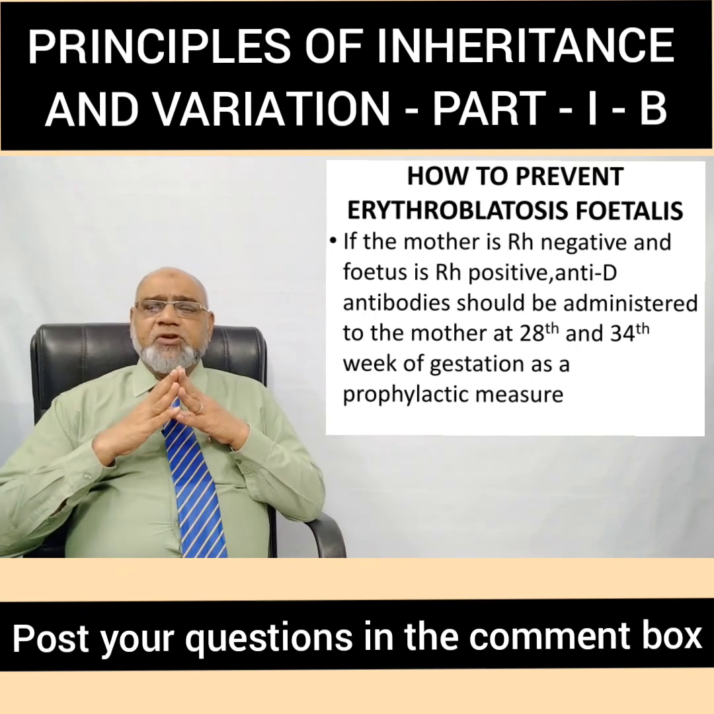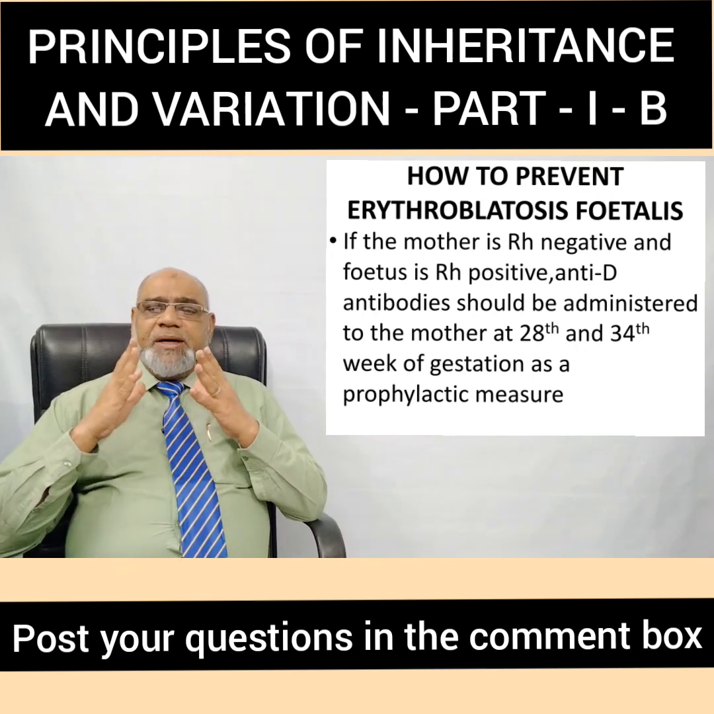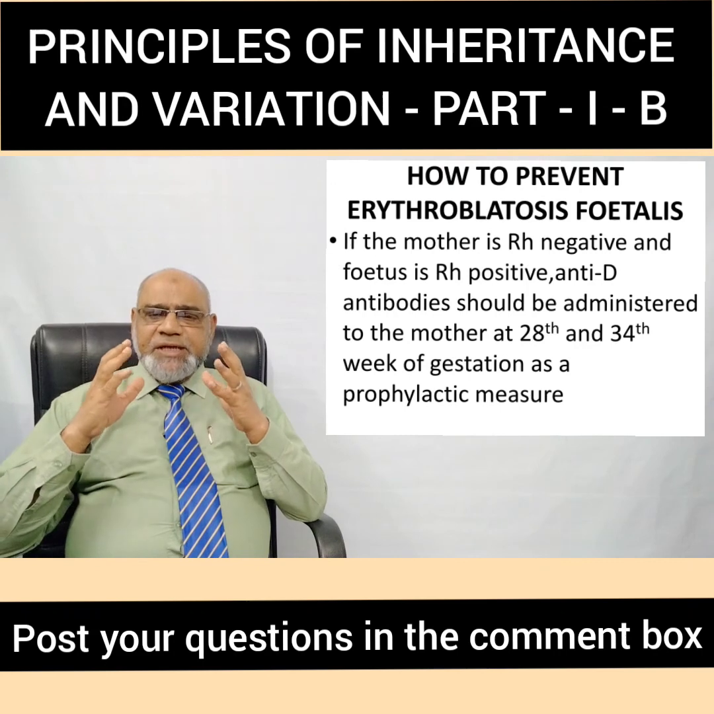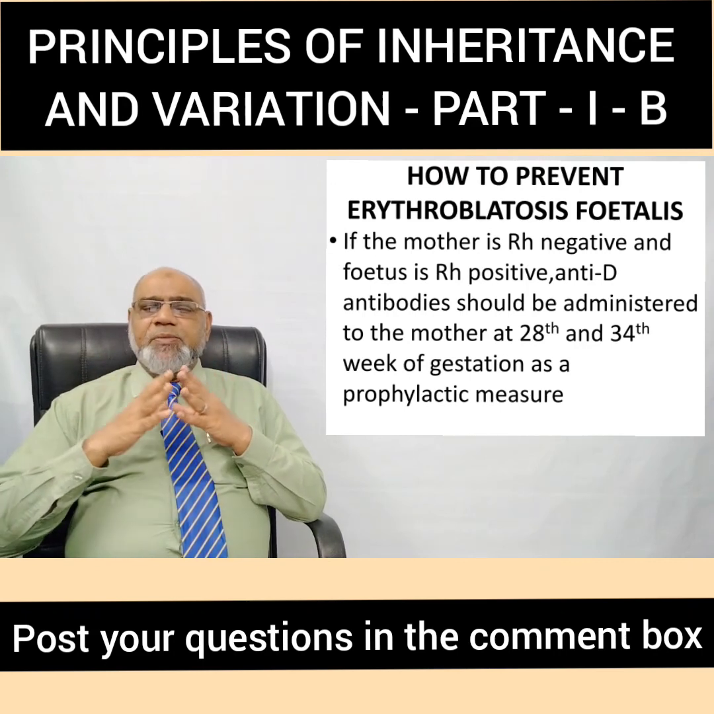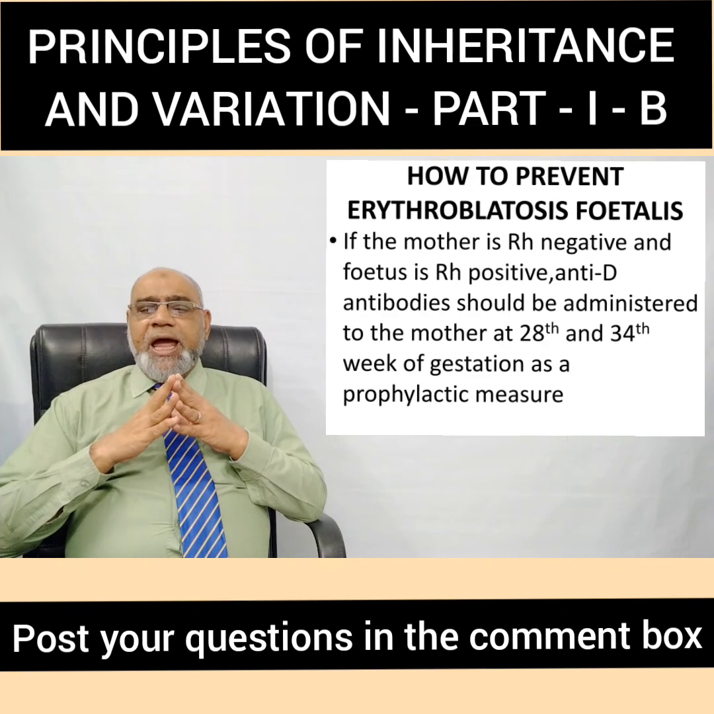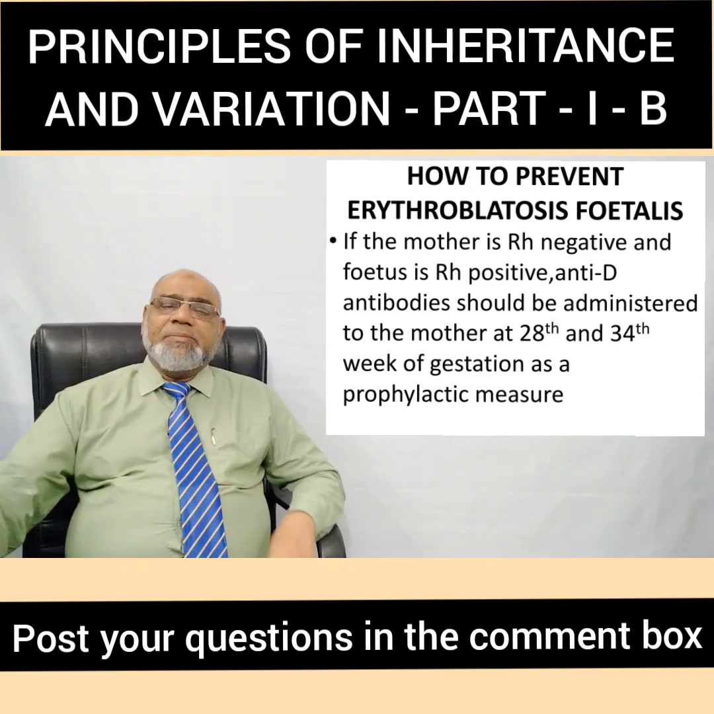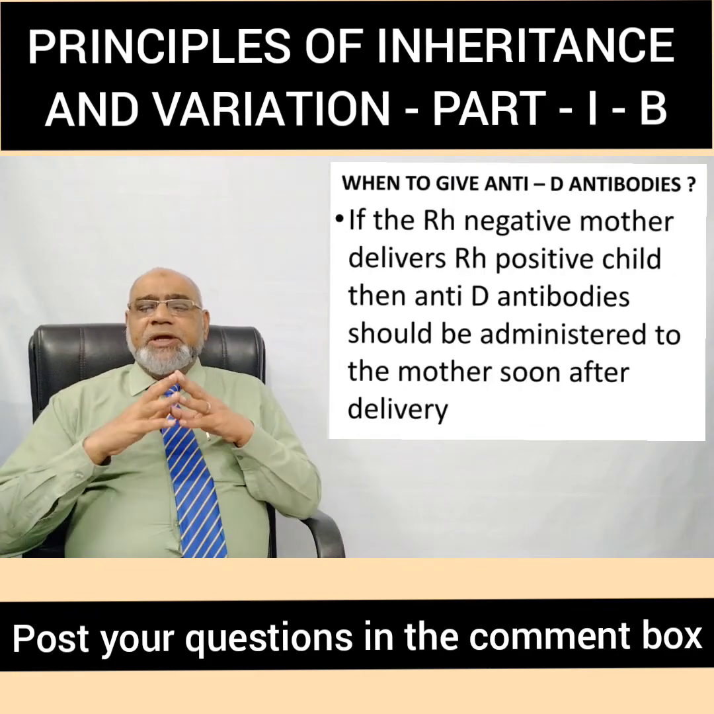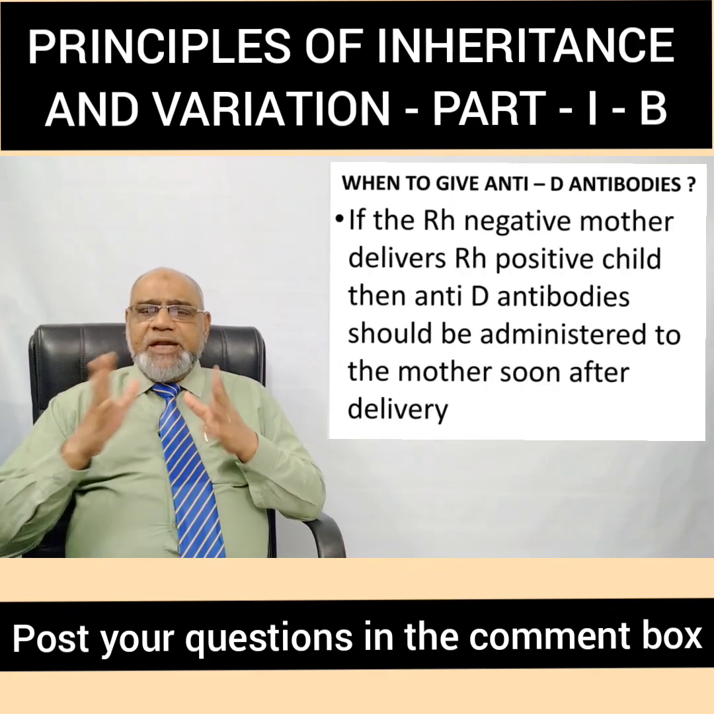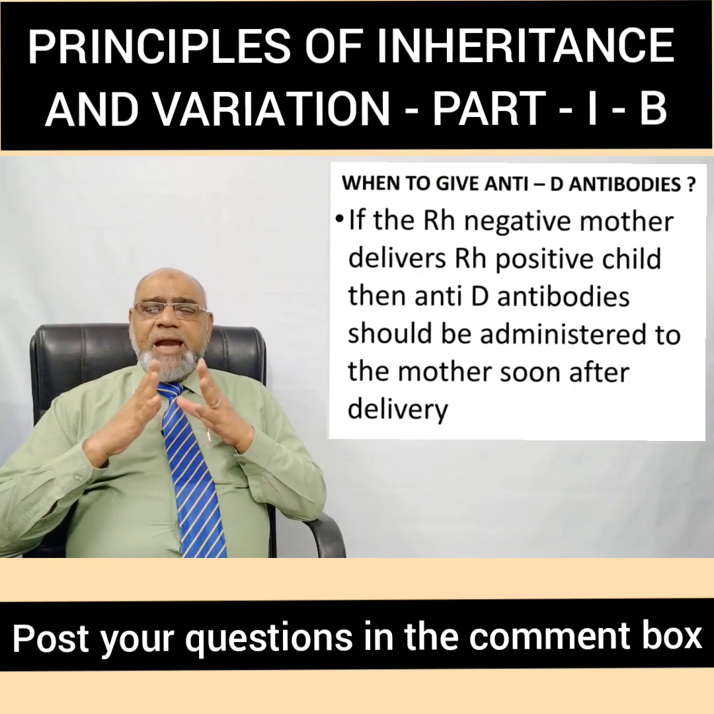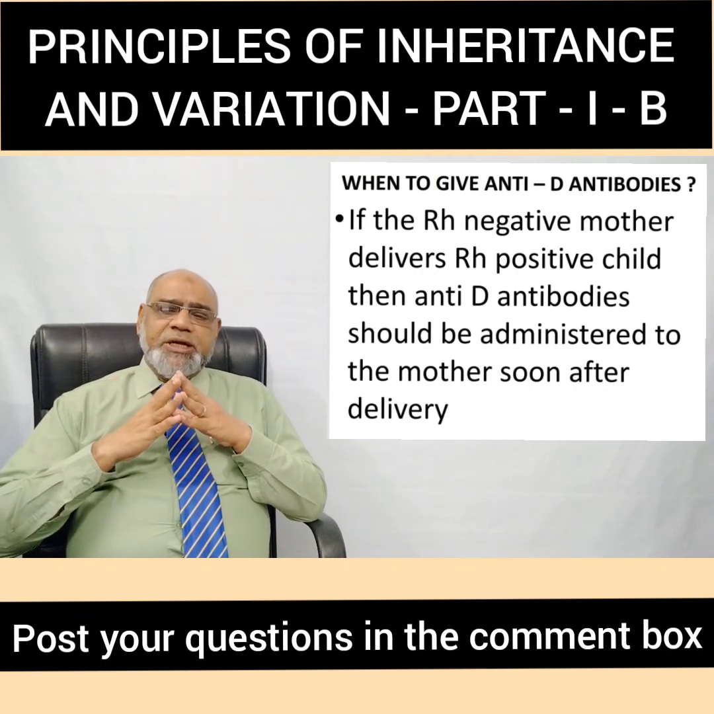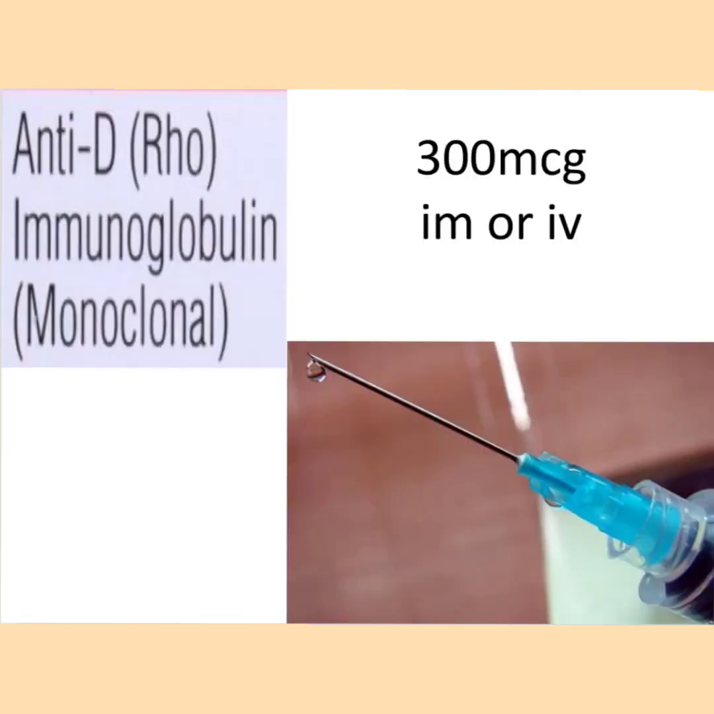How to prevent erythroblastosis fetalis? If the mother is Rh negative and the fetus is Rh positive, anti-D antibodies should be administered to the mother at the 28th and 34th week of gestation as a prophylactic measure to prevent this disease. If the Rh negative mother delivers an Rh positive child, then anti-D antibody should be administered immediately to the mother soon after delivery. What is the dosage? 300 micrograms of the anti-D immunoglobulin should be given IM or IV.